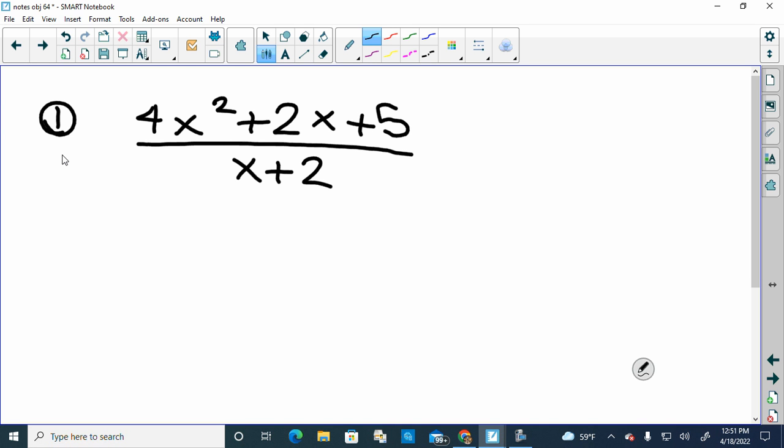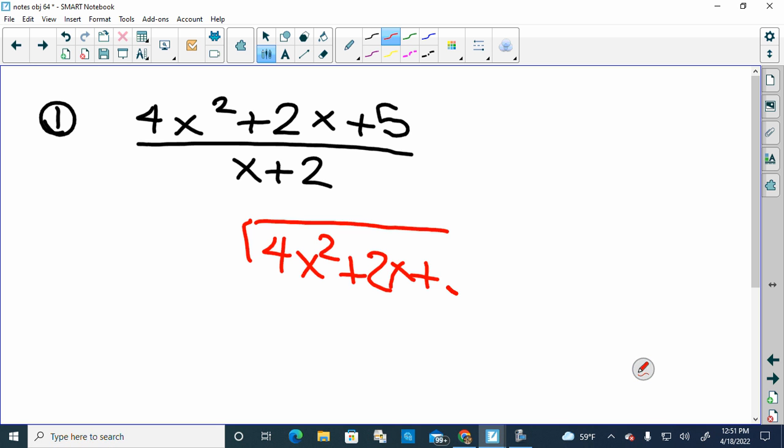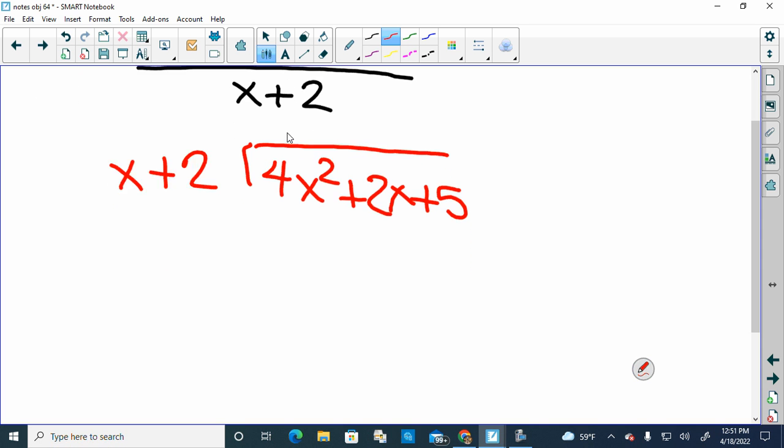we're good? So remember the top number goes inside the divisor. Inside the divisor, just like that. 4x to the second plus 2x plus 5. The bottom number goes on the outside, so this is x plus 2. I'm going to scoot this down because we really don't need to see that anymore. We rewrote it.